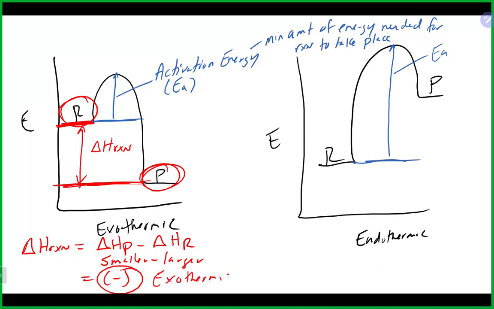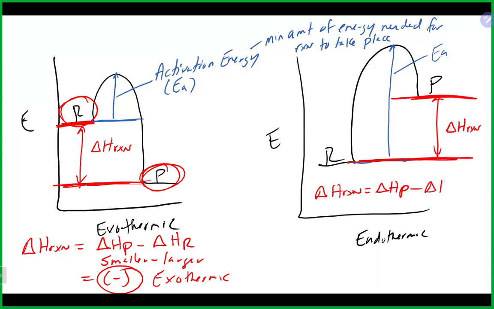Now, if we look at that same situation over here for our endothermic, that is the energy of our reactant. That's the energy of our products. Once again, the difference between those two is our delta H of this reaction. So delta H of our reaction, again, is our delta H of our products, our final state, minus delta H of our reactants, the initial state. In this particular case, our products are actually higher in energy, which means it should be a larger number than our reactants.